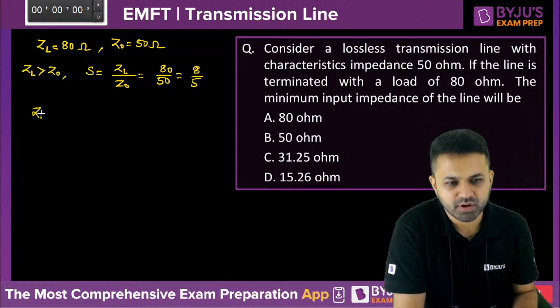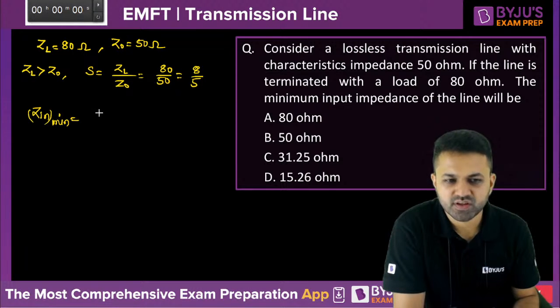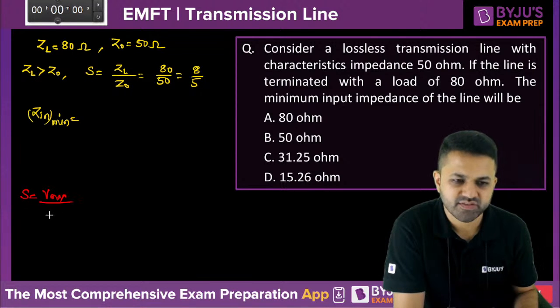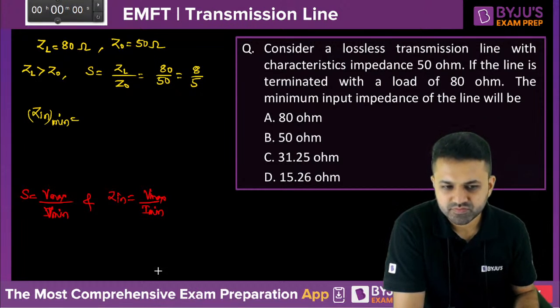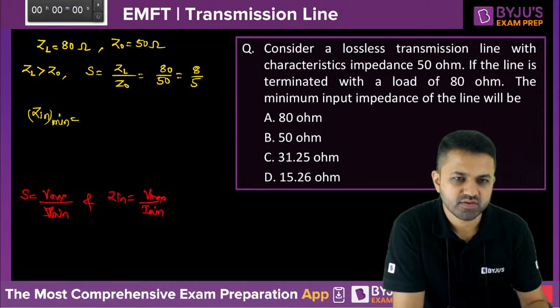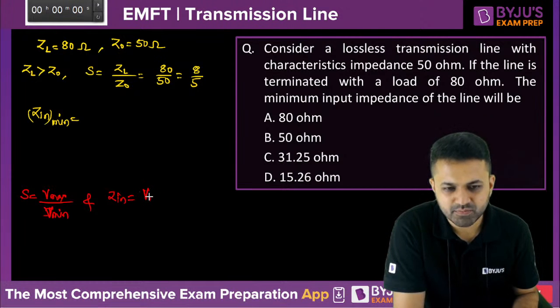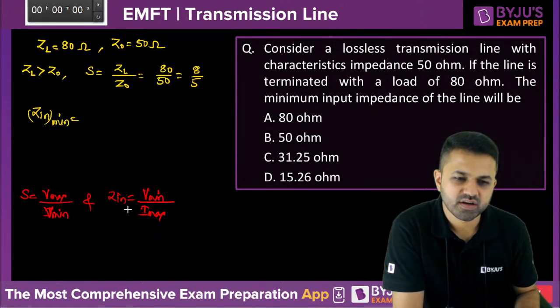Now, because you want to calculate the minimum input impedance, what is the formula for it? If you want to derive it, the standing wave ratio is given as Vmax divided by Vmin, right? And we also know that the impedance is given by V upon I. Because we want the minimum input impedance, the voltage should be minimum and the current should be maximum.